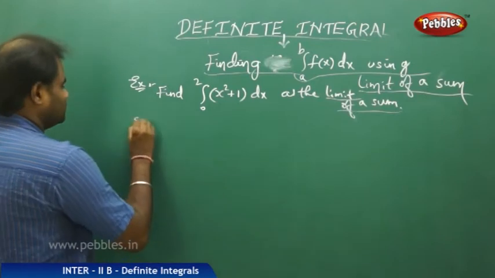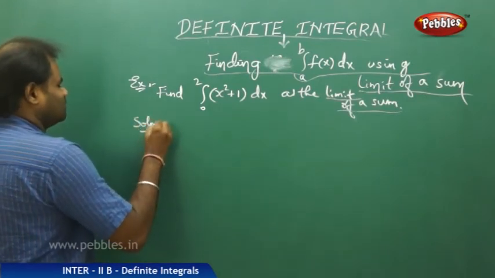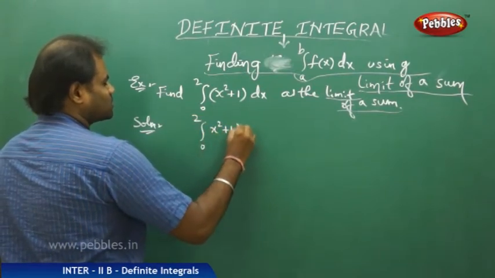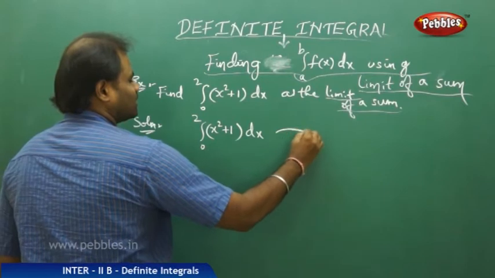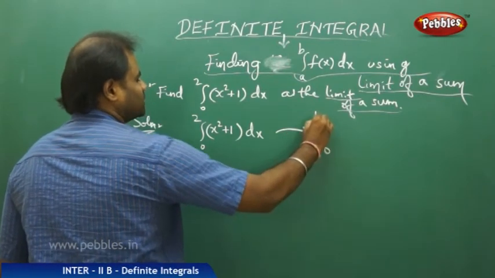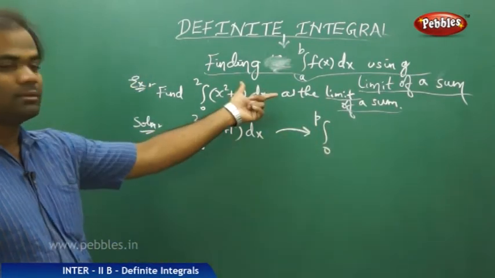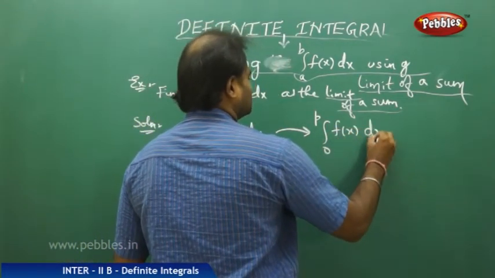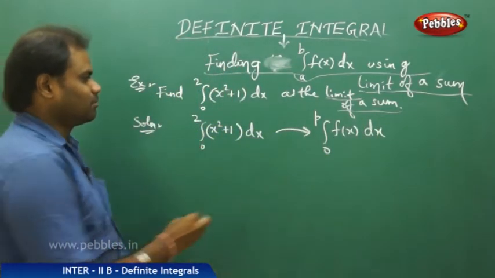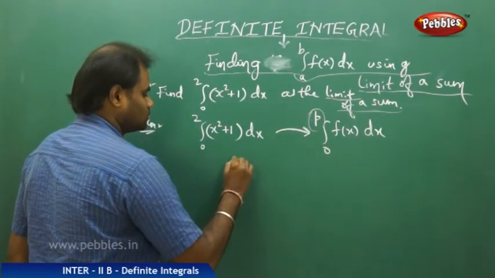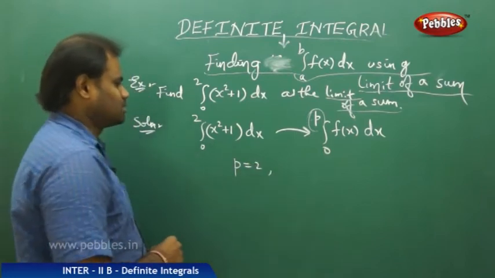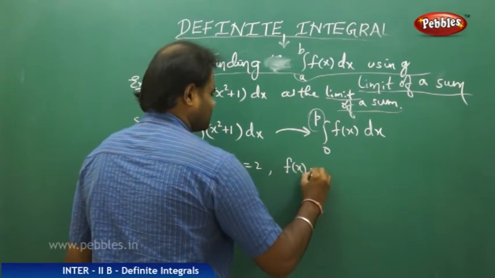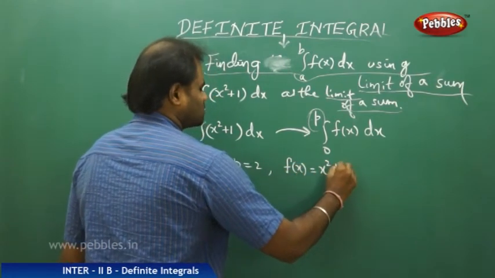So here, as I see this definite integral from 0 to 2 of x squared plus 1 dx, and when I compare this with the formula which we have taken in the previous case, the integral from 0 to p of f of x dx, then I clearly see that my p is 2 and my function f of x is x squared plus 1.